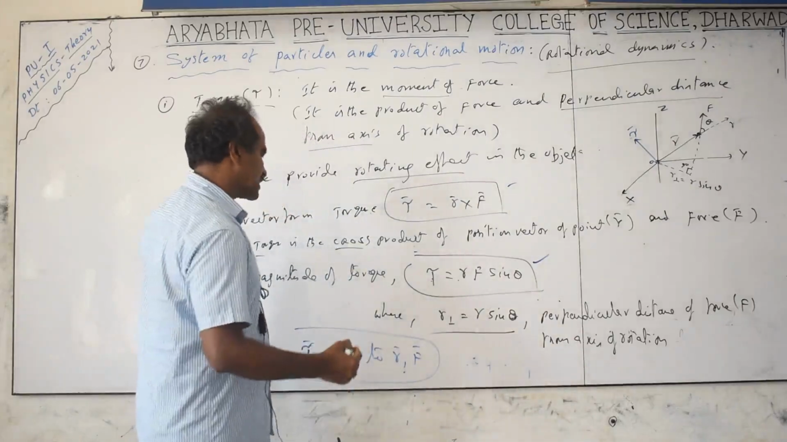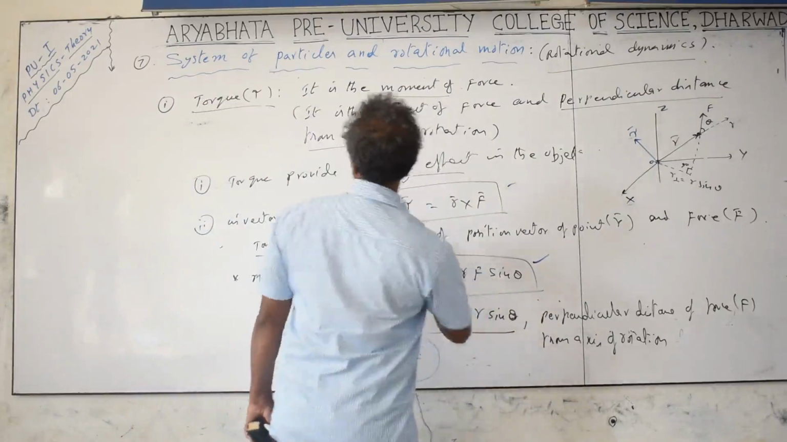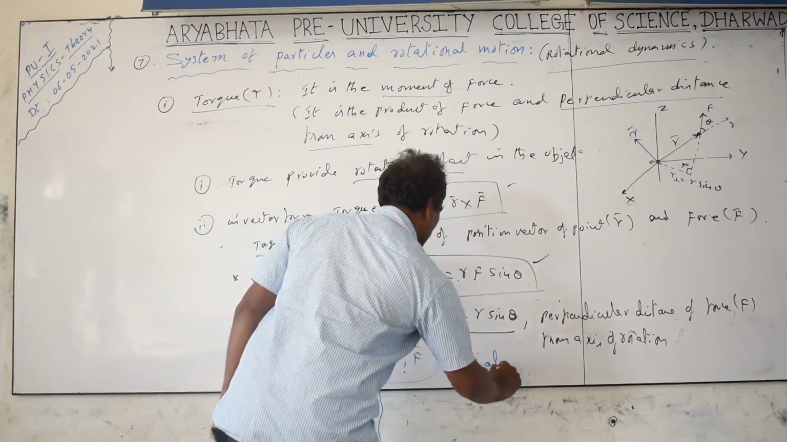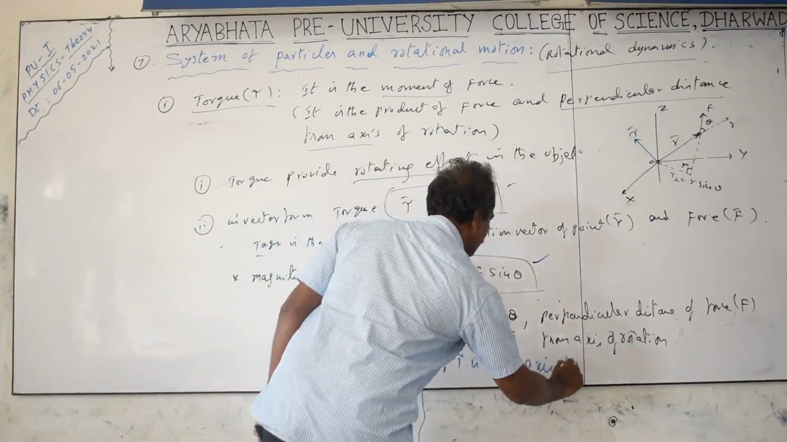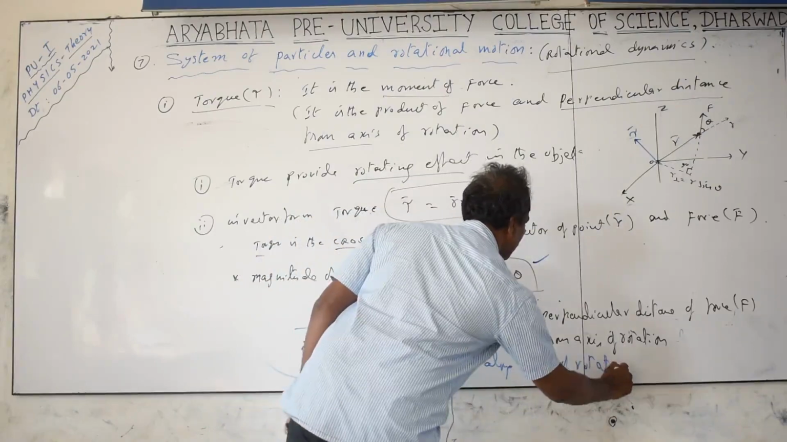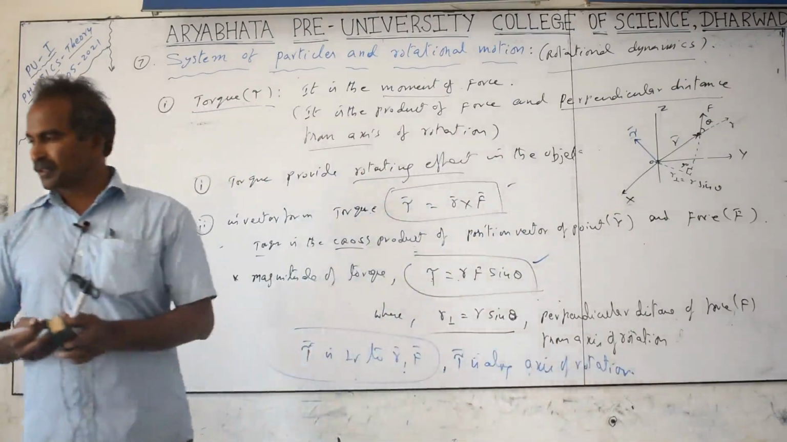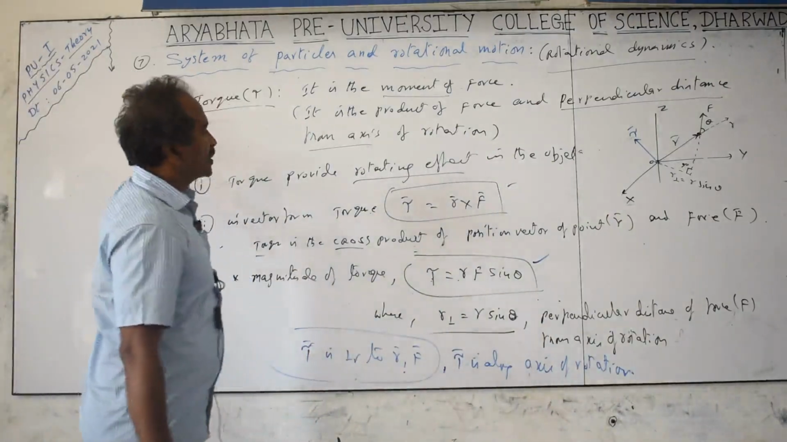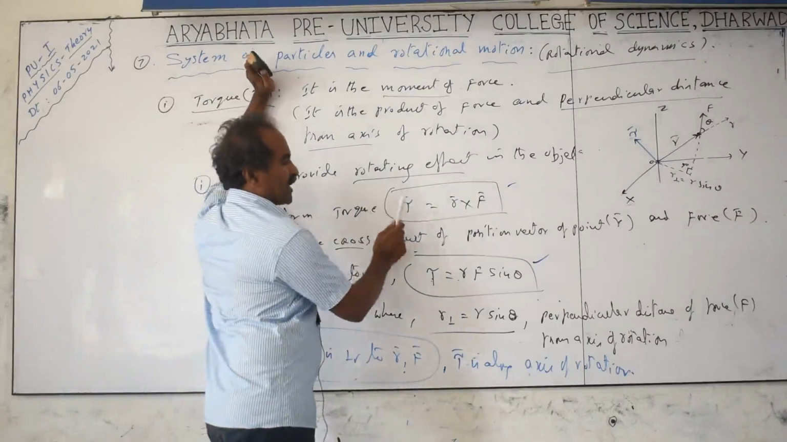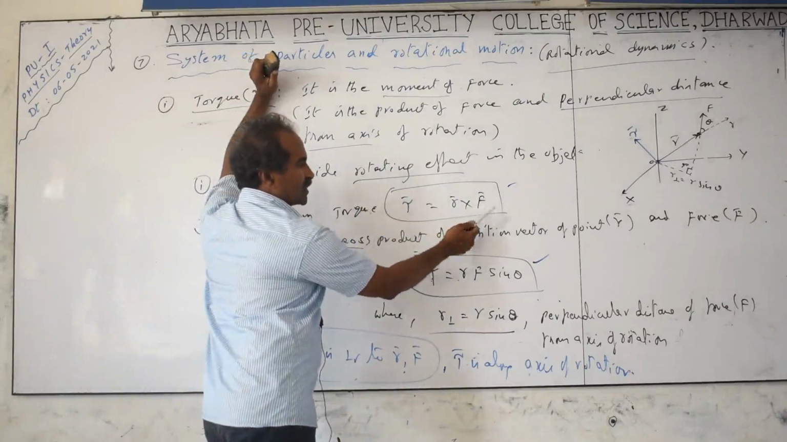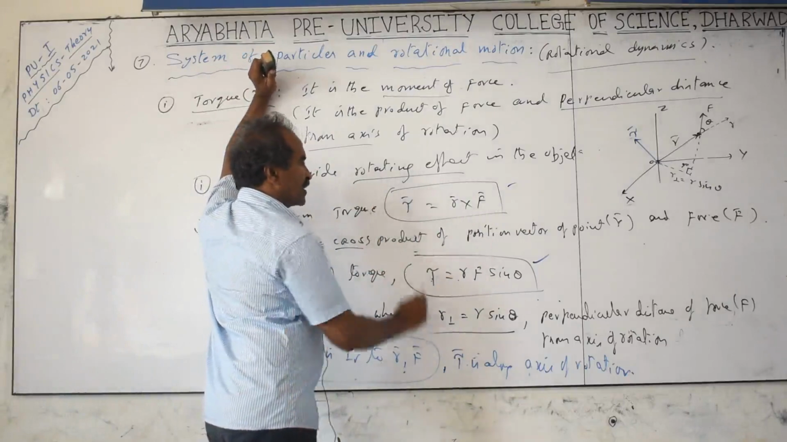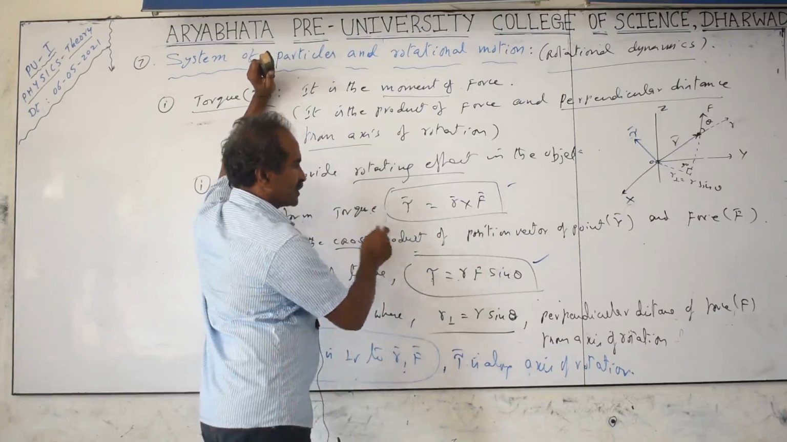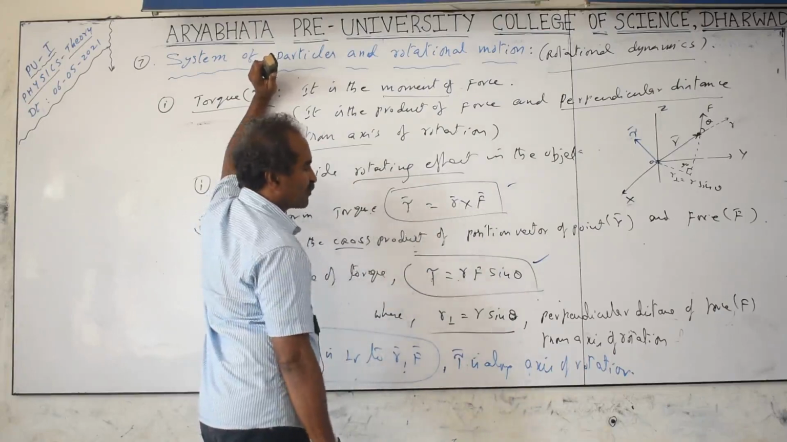What is the direction of that? It is along the axis of rotation. I didn't mention it anywhere. Tau is along the axis of rotation. Torque is along the axis of rotation. And what units can we take for torque? Torque is a vector, it is distance into force, Newton into meters. Sin theta doesn't have units, so torque is force into distance, meaning Newton meters is the unit we can take, and the direction is perpendicular, along the axis of rotation of the object.